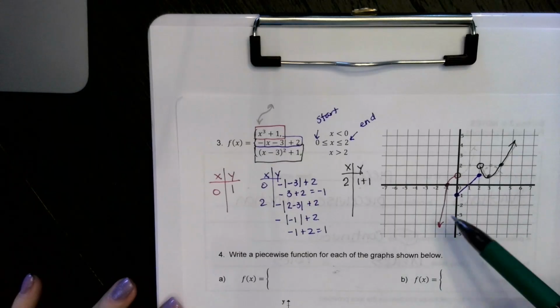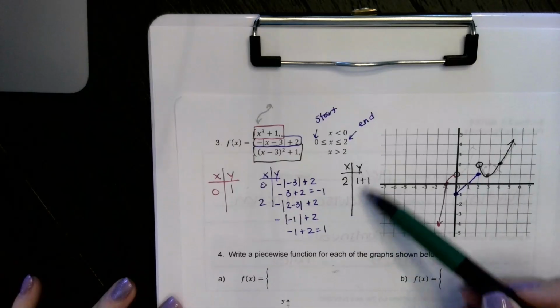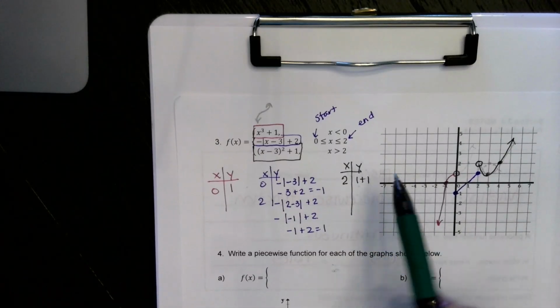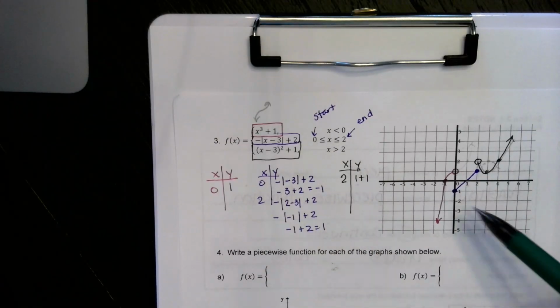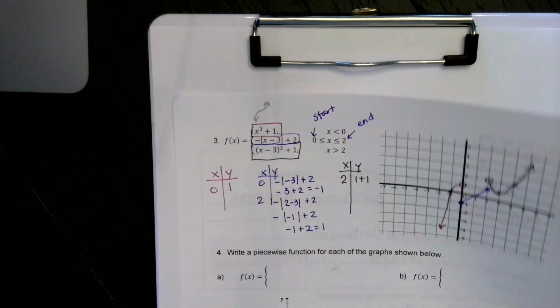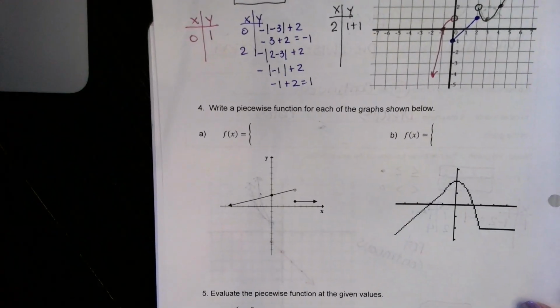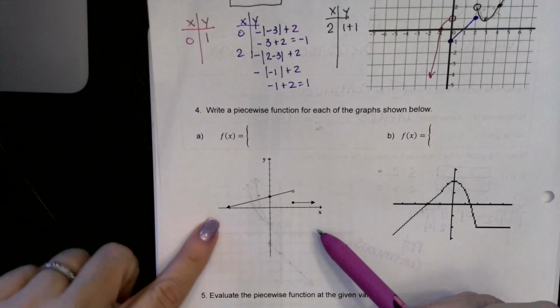So you have to be very logical with your points. You could create more points here if you need to, but really all you're doing is checking your endpoints. If you put your endpoints on, you know where your start and your stop is, and then you can go back and look at what your parent function is. Okay? So now what we want to do is create the equations from the graph.